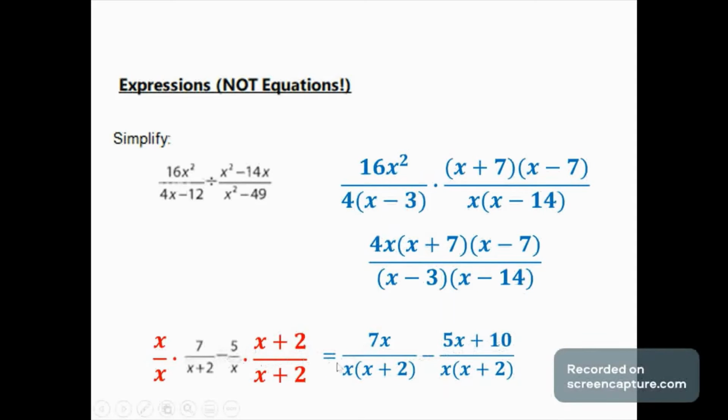I kept the minus sign in between here. And again, x times that gives us that denominator. So that was our goal, make the common denominator, and that's what got us there. Now we have these common denominators, so we can subtract across the top.